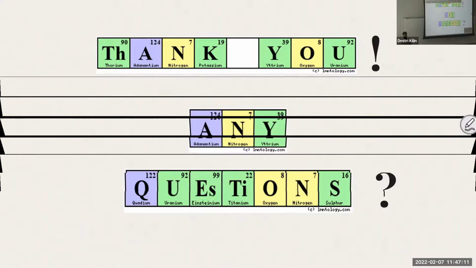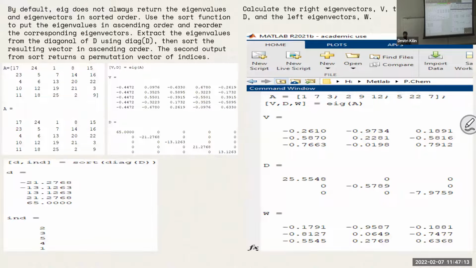So, I think you touched on this briefly, but how would we go about generating a diagonal matrix to begin with? So, we have to use a diagonal matrix.